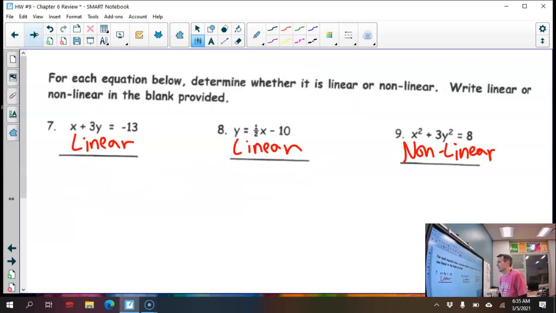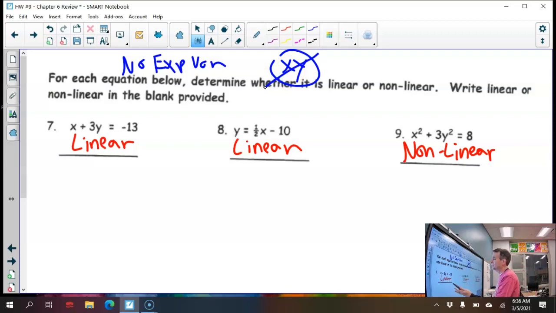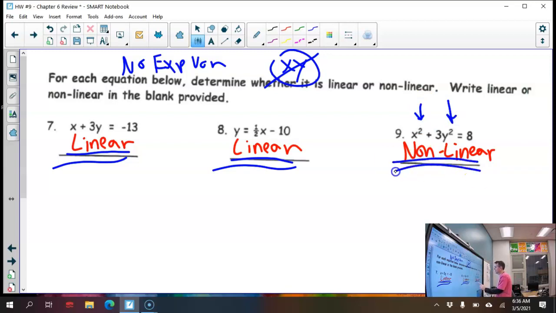All right. So this is like determining whether you know how to look at an equation and tell if it's linear or not. Remember, no exponents on the variables, and the variables cannot be multiplied together. Not allowed to have that. So number 7, there are no exponents and the variables are not multiplied together. It's linear. Number 8 has no exponents. The variables are not multiplied together. It's linear. But number 9 has exponents on the variables. So that's why it is nonlinear.